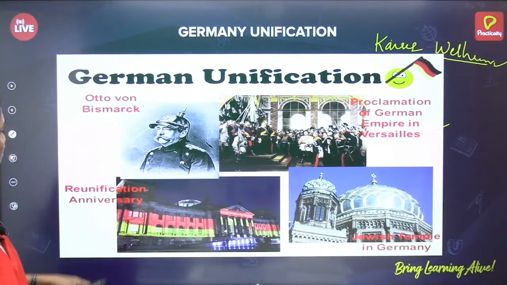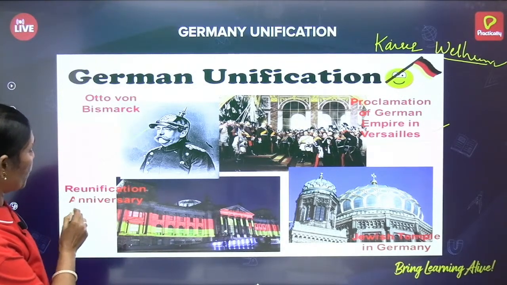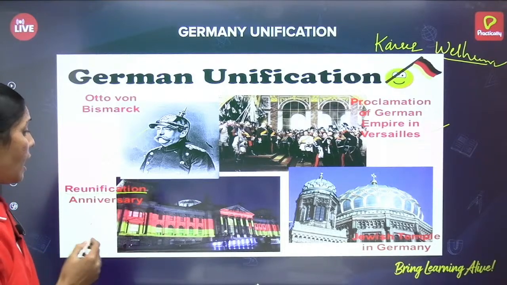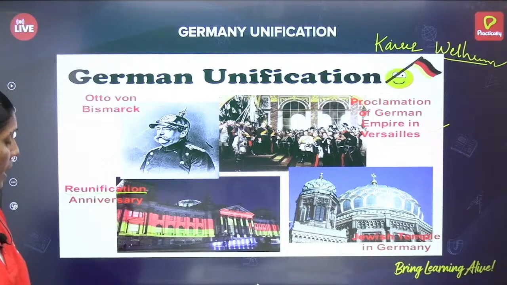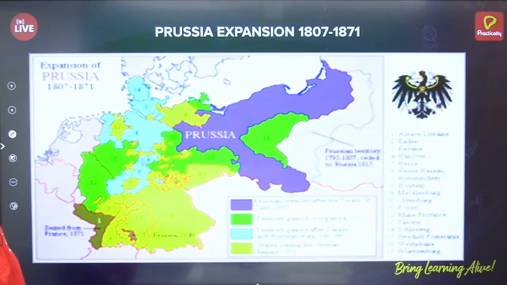Okay, let us have a look. How did he do the unification after Italy was unified? How did he do it? Let us have a look at Prussia.